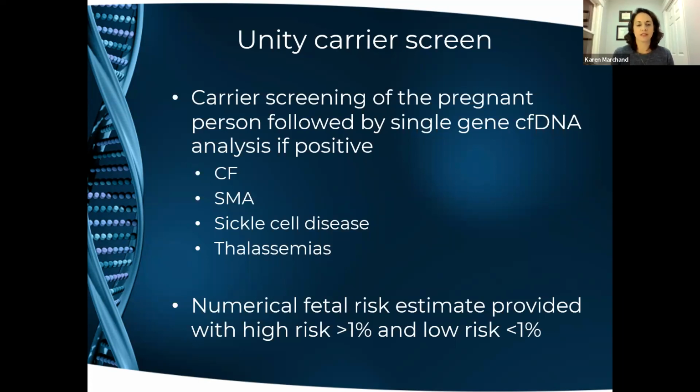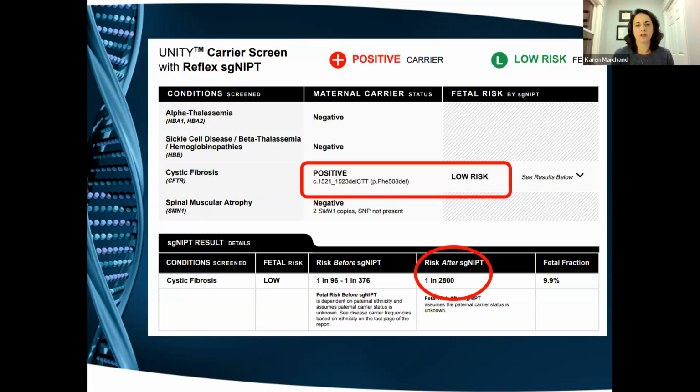And at the conclusion of testing, if the patient is a carrier, they provide a numerical fetal risk estimate where anything higher than 1% is determined to be high risk, anything lower than 1% is reported out as low risk. And so this is what this one looks like.